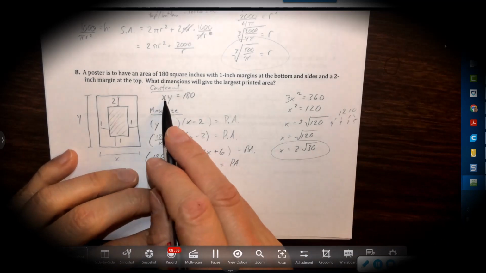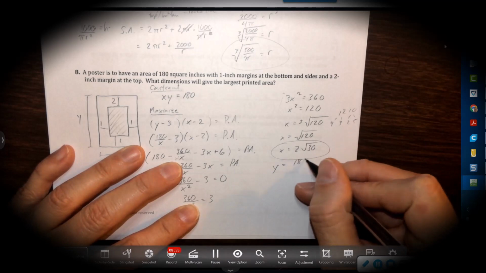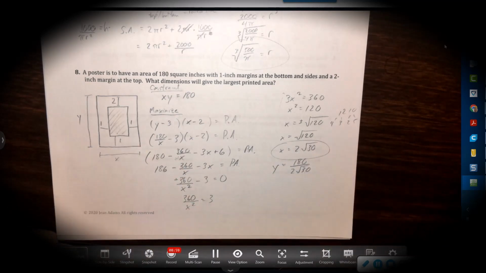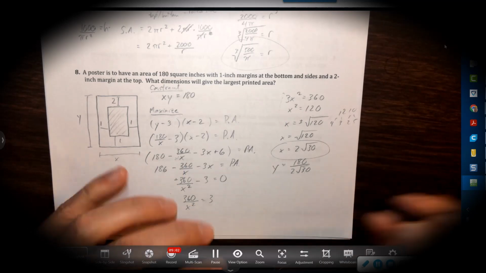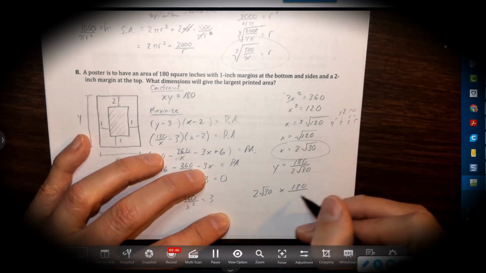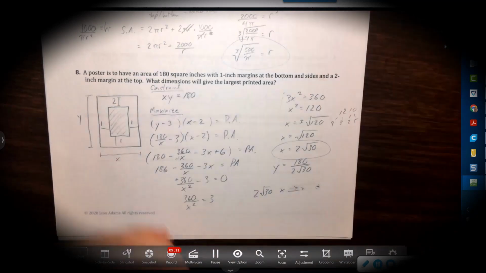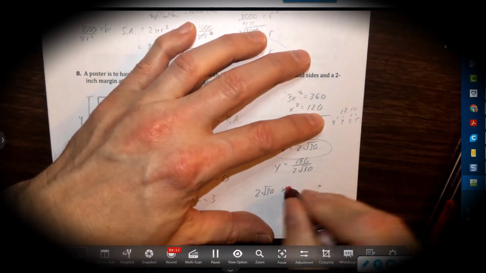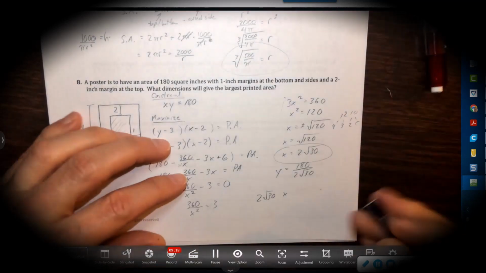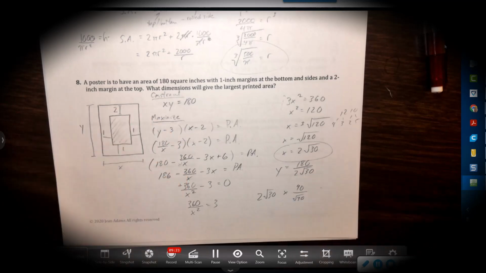2 radical 30, which means that y has to equal 180 divided by 2 radical 30. Okay, so that's good. Well, you know what? We can divide by 2. That ain't so bad. I don't like leaving those marks there. So that's 90 over radical 30. Okay.